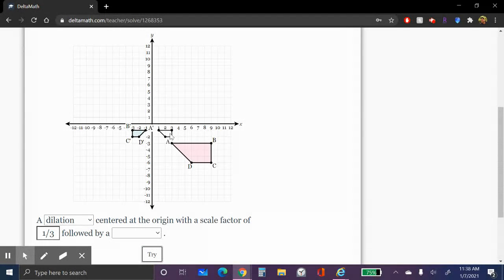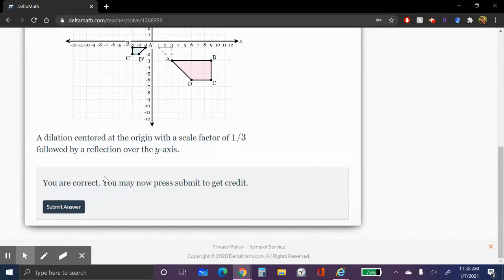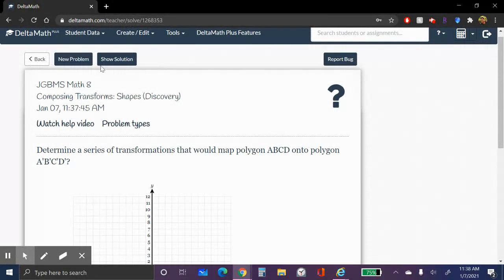And then it looks like it's being flipped over the y-axis, excuse me. Reflection over the y-axis. So let's try that. Boom. And it flips. Beautiful. So a lot of this, again, is using the try button and seeing how it's being used when you're doing these composition transformations.